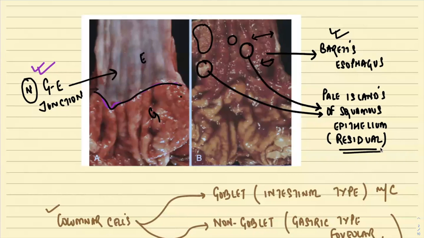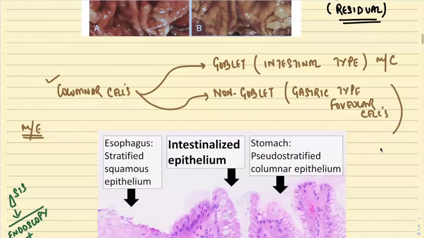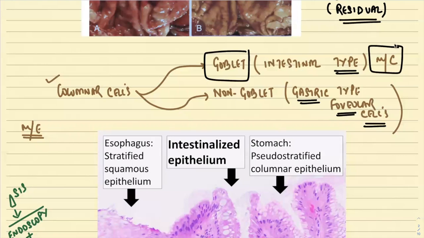So grossly, this is how you should describe the Barrett's esophagus. Very important, as I told you, the columnar cells that are replacing the squamous epithelium should contain goblet cells. Most commonly, they are of intestinal type containing goblet cells. But sometimes they might have a non-goblet type of epithelium, that is, gastric type of epithelium containing the foveolar cells. Out of the two varieties, intestinal type of metaplasia is far more common, the one containing the goblet cells.